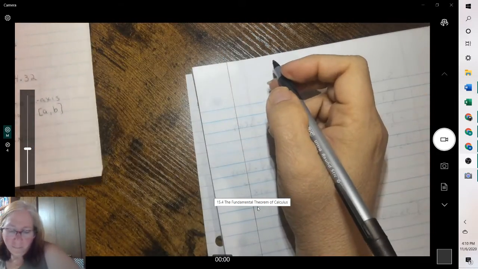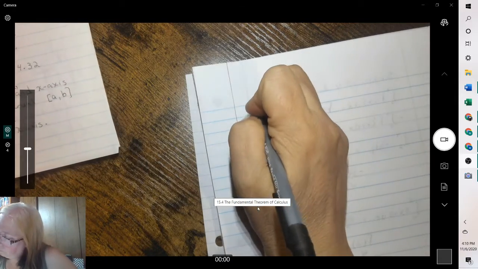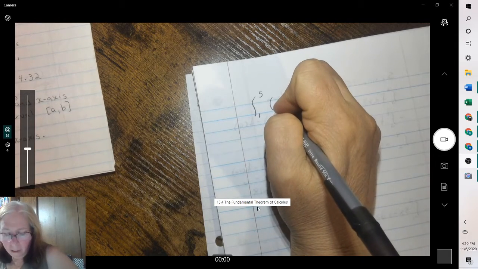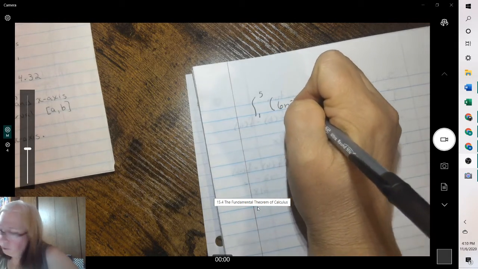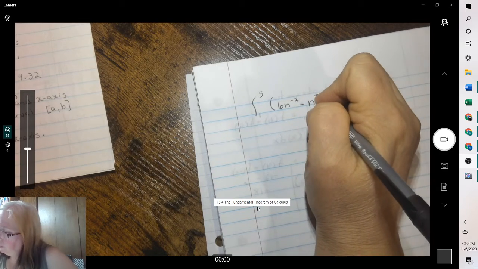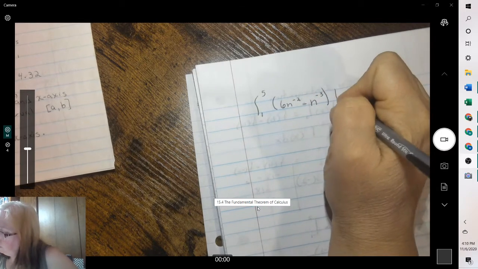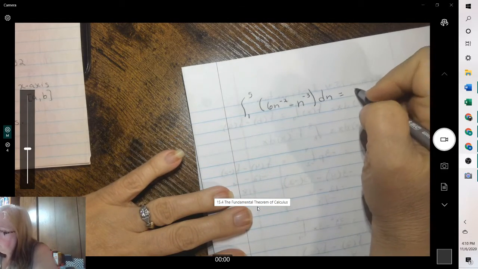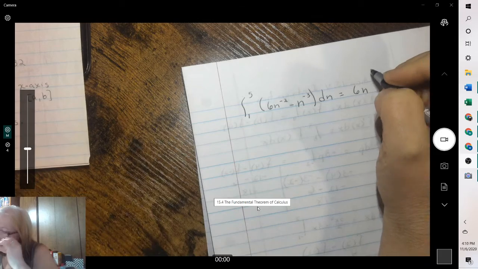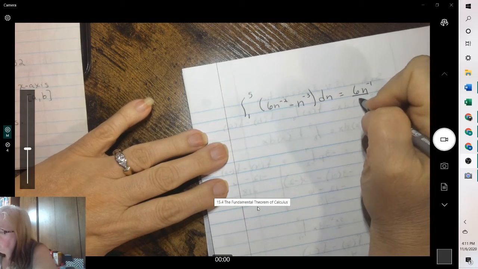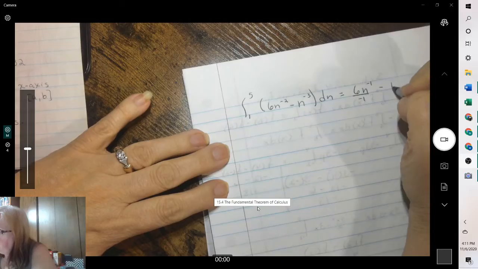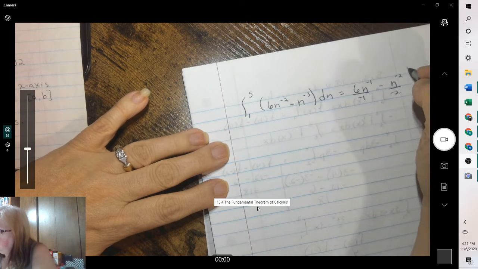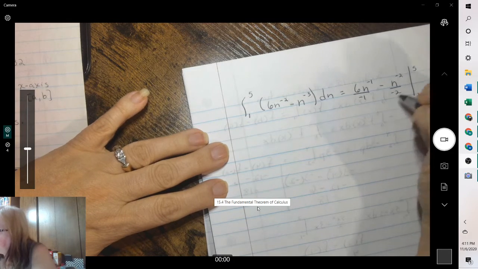Try one more. We're going from 1 to 5, 6n to the negative 2 minus n to the negative 3. So first thing, take your integral. 6n, adding 1 is the negative 1 over a negative 1, minus n to the negative 2 over a negative 2 from 1 to 5.